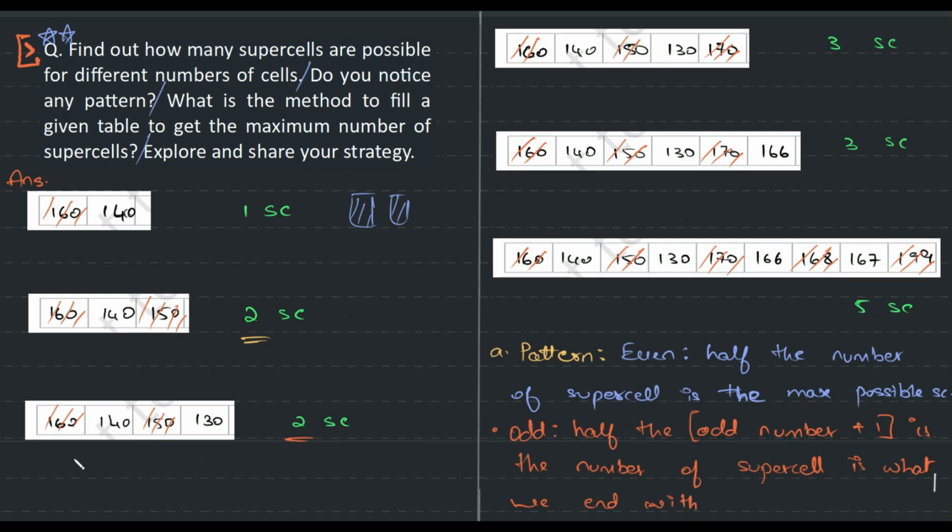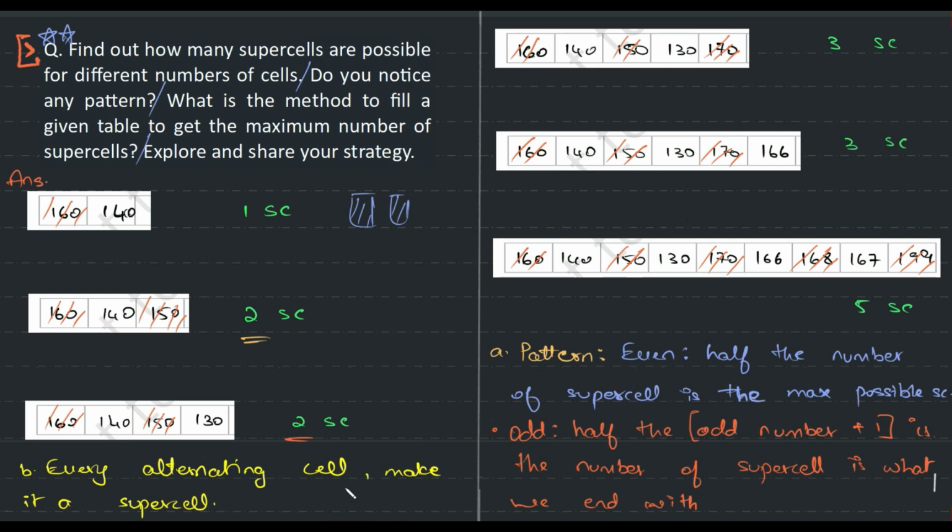Now they're asking us what is a strategy. So what is the method to fill the table to get the maximum number of supercells? Every alternating cell, is that what we are doing? Alternating cell, make it a supercell. Explore and share your strategy. Right? So that is basically what I did.